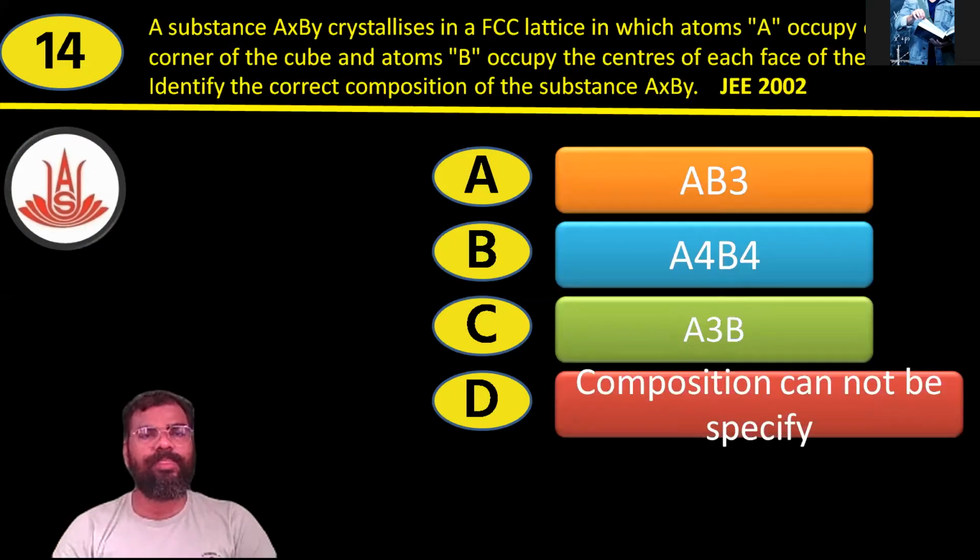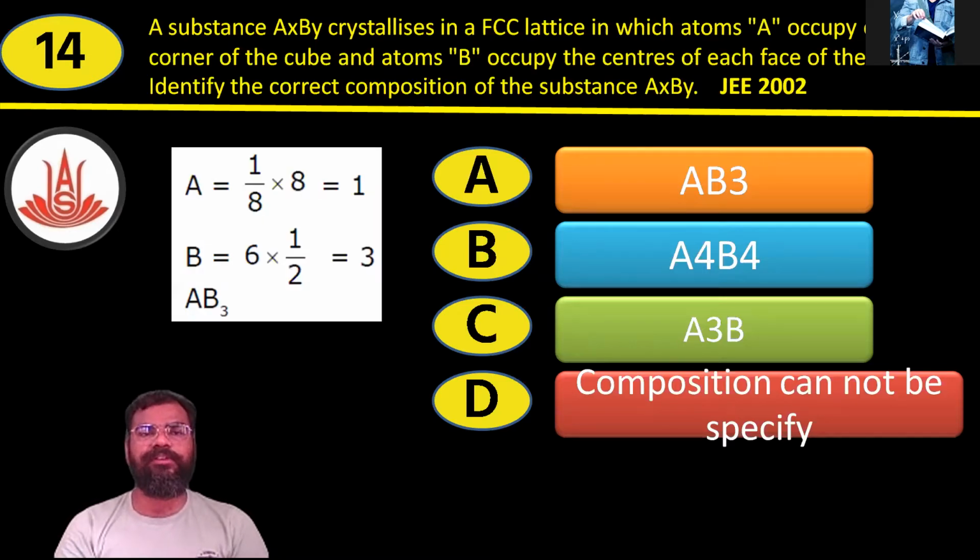Question number 14. A substance AxBy crystallizes in an FCC lattice, in which atoms A occupy each corner of the cube and atoms B occupy the center of each face of the cube. Identify the correct composition of the substance AxBy. JEE 2002, they have asked this question. AB3, A4B4, A3B, or composition cannot be specified. There are four options that they have given.